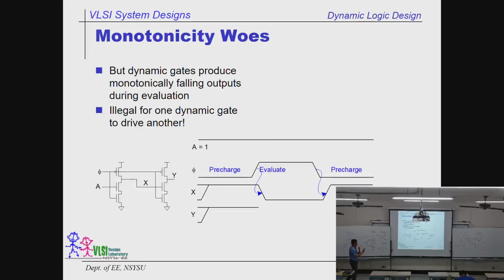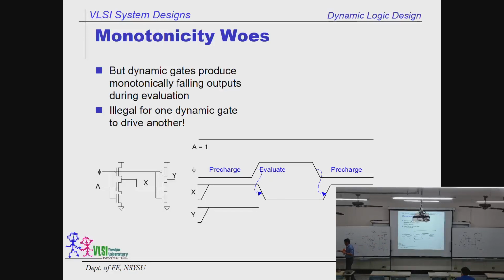There is another bad thing. Because of this feature, if now we cascade two inverters, both driven by the same clock, it's even worse. See that? During the pre-charge, X and Y, they are both high. No problem at all.